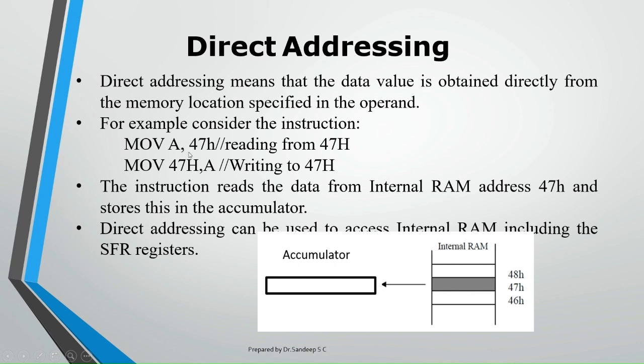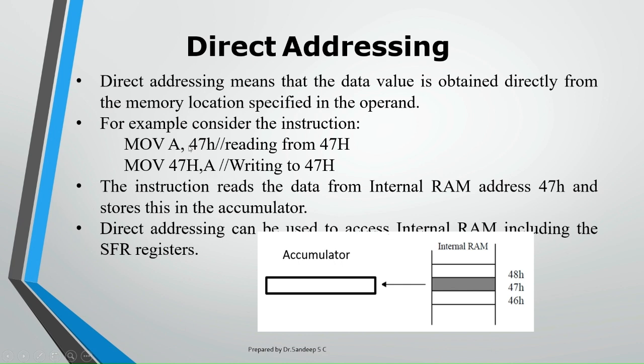So remember, if the hash is given, then the data is considered as data and the value itself is moved to the destination. But here, as we don't have that hash symbol, this 47 is considered as an address of a memory location. Now what happens? It will go to the address in the memory location, that is in the data memory, the RAM we have, the 128 bytes in there, and whatever the content is in that memory location, that content is moved to the accumulator, not the 47 itself.